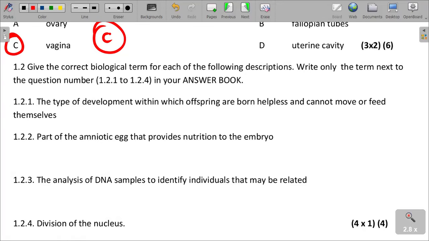The type of development in which offspring are born helpless and cannot move or feed themselves. We talk about forms of development in vertebrates. There is also a presentation that has been loaded on this. So we have altricial and precocial. Altricial is when the young ones are born helpless. They depend on the parents. They need parental care, parental feeding, and caring from the parents. So it is called altricial development.